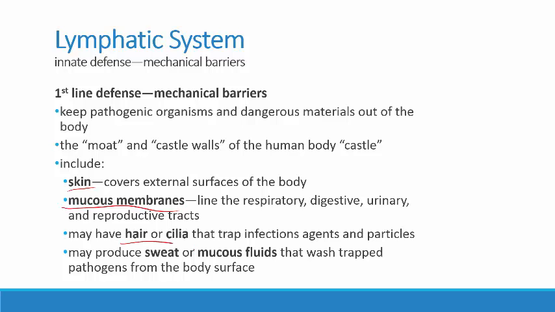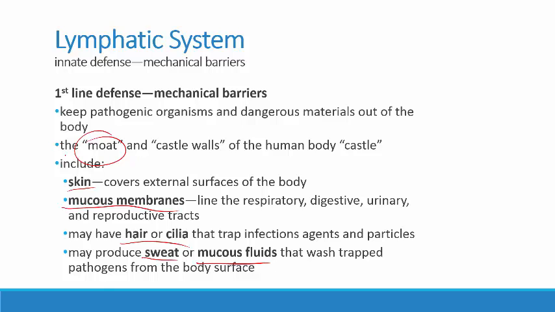Frequently there's hair or cilia on these surfaces that can help to trap infectious agents and particles. And we may produce sweat if it's skin, or mucus fluids if it's the mucous membranes. And there's the water in the moat when we think about the sweat or the mucus fluids, or maybe the tears of the eye, that help to wash away pathogens from the body surface. So our first line of defense are these mechanical barriers that help to prevent anything from gaining access.